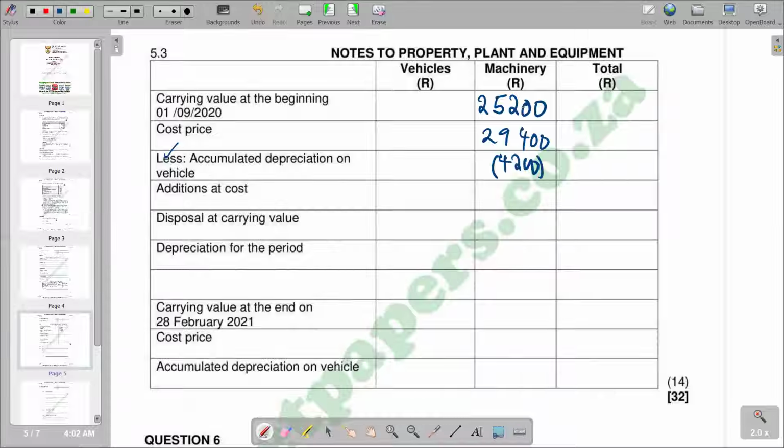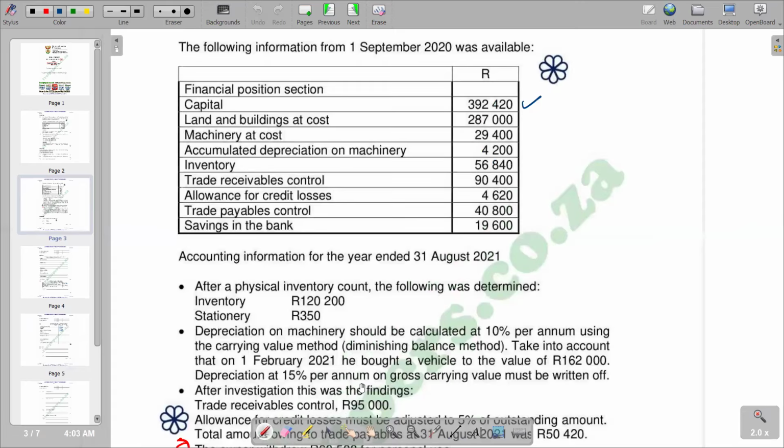Right. So after having that, we can now proceed to what transpired in terms of the second part, where we have additions and disposals at carrying value, and then depreciation for the period. So we can start with vehicles in terms of additions, disposals and depreciation. We check any additions in terms of vehicles.